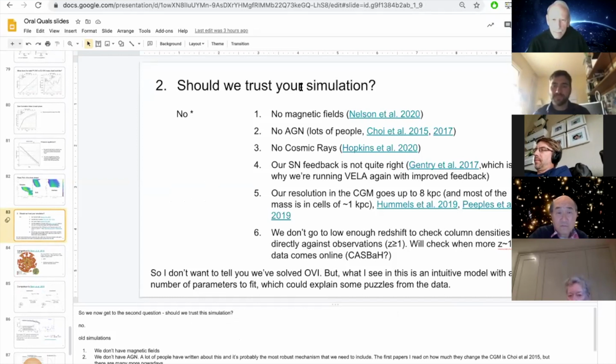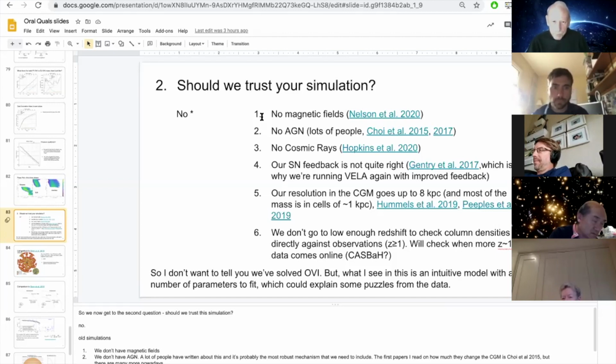And the real answer, I think, would be just no. I don't think we necessarily want to trust the simulation to be accurate. We don't include magnetic fields, which, as David mentioned, but also as this recent paper, Nelson 2020, found, lets us get low ion states in small clouds that otherwise would get destroyed by hot outflowing gas. And especially because we don't have AGN. I think that's the biggest thing we're missing in these simulations in particular.